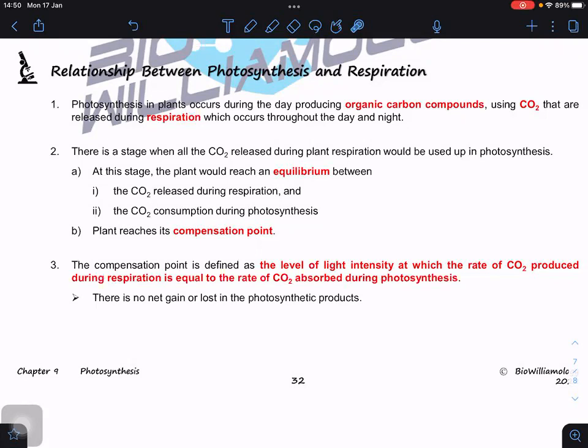So what is the compensation point? The compensation point actually depends on the level of the light intensity. Because when we talk about the compensation point, it is the level of light intensity at which the rate of CO2 produced during respiration equals the rate of CO2 absorbed during photosynthesis, and there is no net gain or loss in the photosynthetic product. Are you clear? So you look at the graph now.